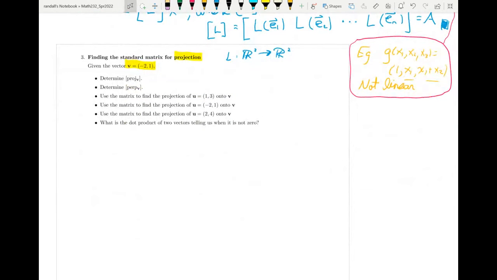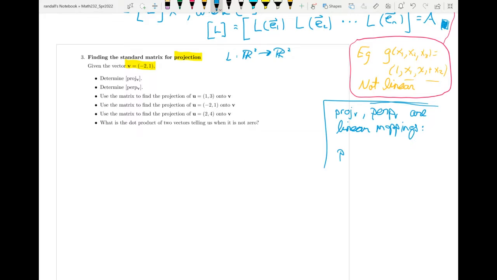So first of all, let's prove on the side here that projection onto V and perp of V are linear mappings. Let me show it for projection first. Once we've established a function is a linear mapping, then we can find a matrix.